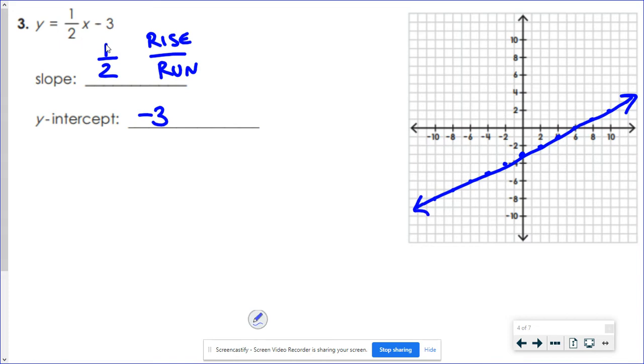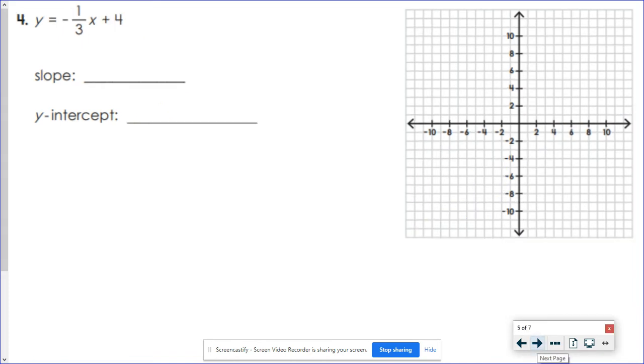So there's my line. One more. Hopefully at this point you would be able to look at this and say that my slope is going to be a -1/3. My y-intercept is a +4, which means I'm starting at 4, and I have a negative 1/3 slope, which means down 1 and right 3. Or up and left.